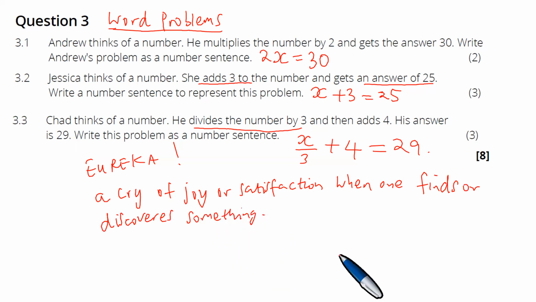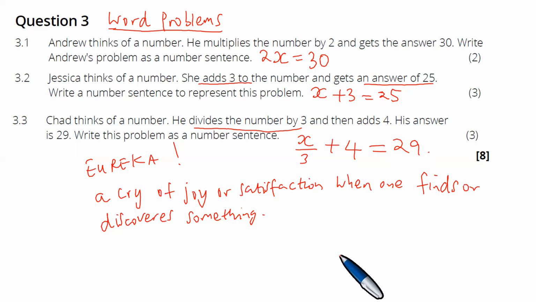A cry of joy or satisfaction when one finds or discovers what? Something. Okay, that is it. So you say eureka. It is a cry of joy, satisfaction.